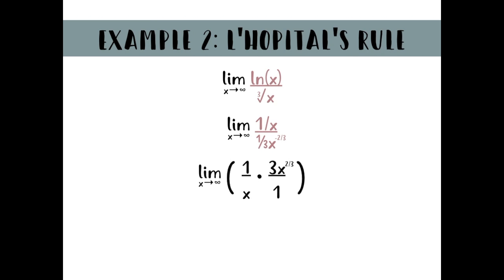This can be rewritten as the limit as x approaches infinity of 1 over x times 3x to the 2/3 power. When we simplify this, we're going to get the limit as x approaches infinity of 3 over x to the 1/3 power. Now we can no longer apply L'Hopital's rule to this problem because it is no longer in an indeterminate form. So, 3 over infinity is basically going to be equal to 0. This can be verified through graphing.